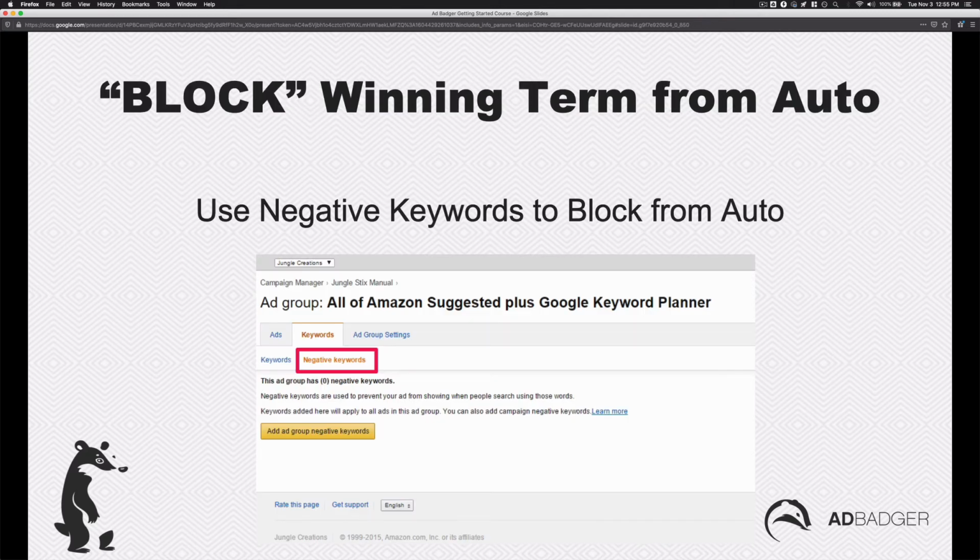Now, how do we stop it from appearing in my automatic targeting campaign? Well, Amazon has something called negative keywords. And what negative keywords will allow us to do is block the winning term from triggering in the auto. Now, there's lots of reasons to do this. And the biggest one is because you'll know where your traffic is flowing. You'll be able to know that, hey, when SR1 rope, in this case, gets searched, it's going to trigger my SR1 rope keyword.